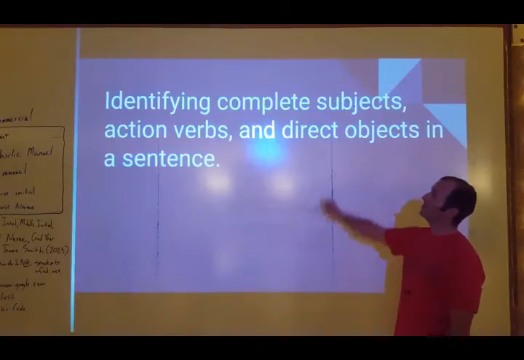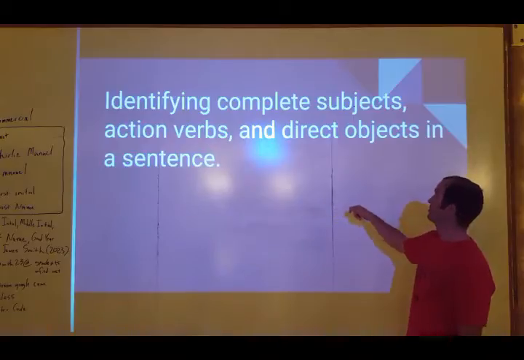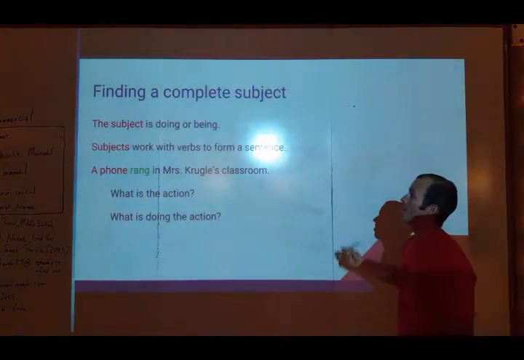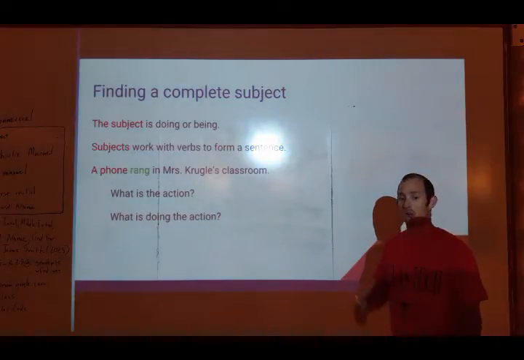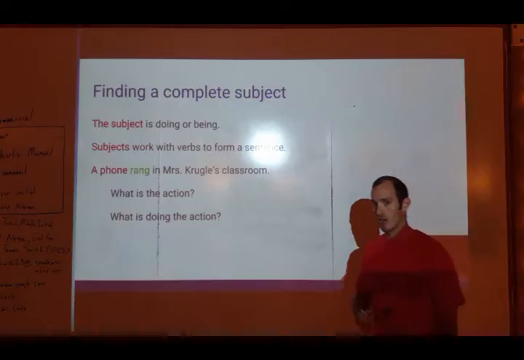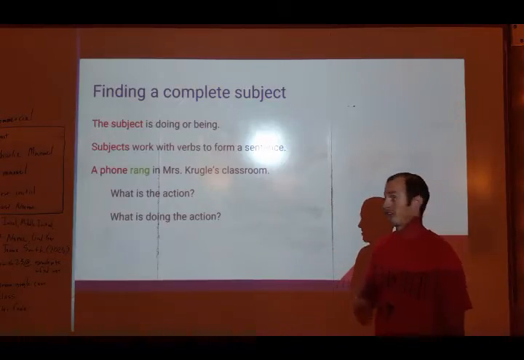Today we will be identifying complete subjects, action verbs, and direct objects in a sentence. The first thing we're going to be working on is finding a complete subject. The subject is what is doing or being. Subjects work with the verbs to make the sentence.